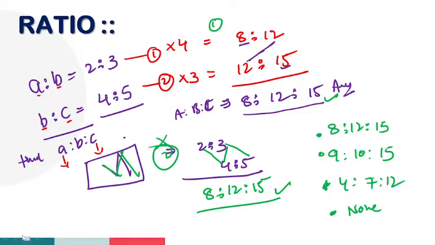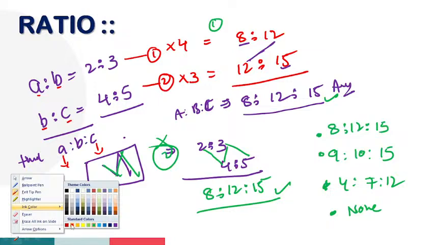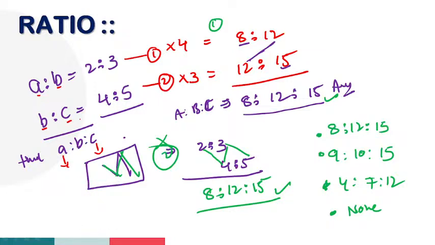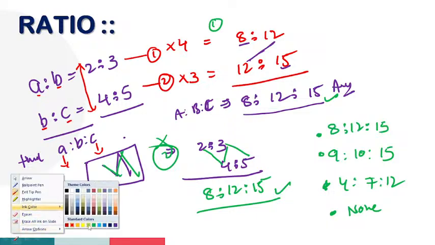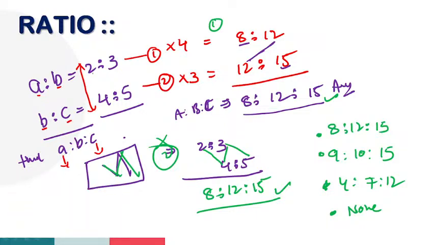For example, the same question: find out the A is to B is to C value. If you want to find out the A value, just multiply the right hand side numbers. 2 4s are 8. Just multiply these two numbers. If you want to find out the C value, just multiply the right hand side numbers. So 3 5s are 15.